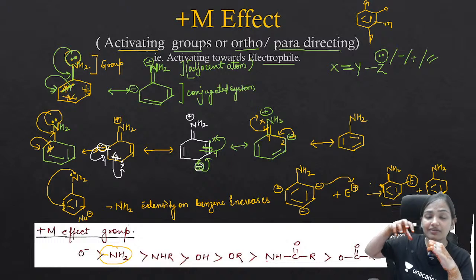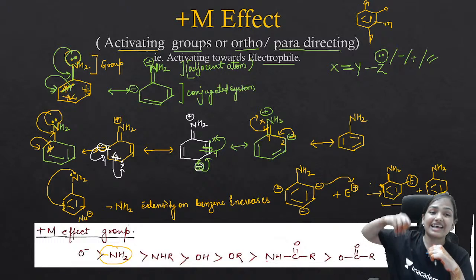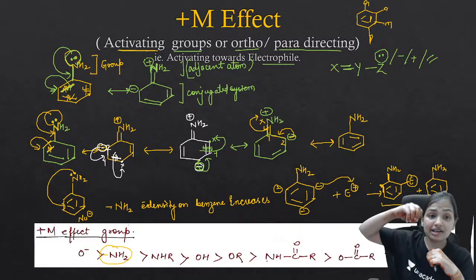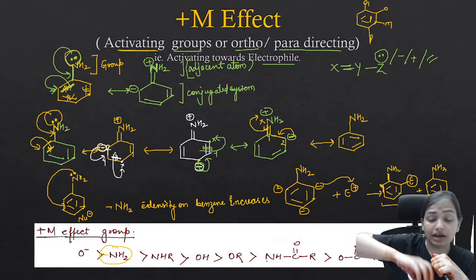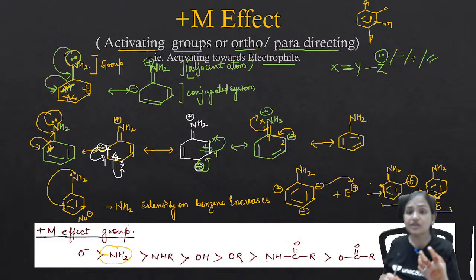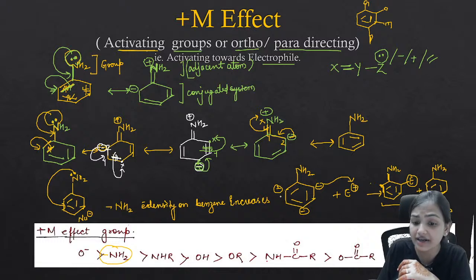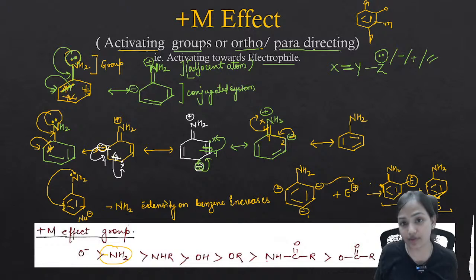So any effect that increases the electron density over the benzene ring is activating in nature, activating your benzene ring towards electrophiles. Any group which increases the electron density specifically over the ortho and para positions will be known as an ortho-para directing group.